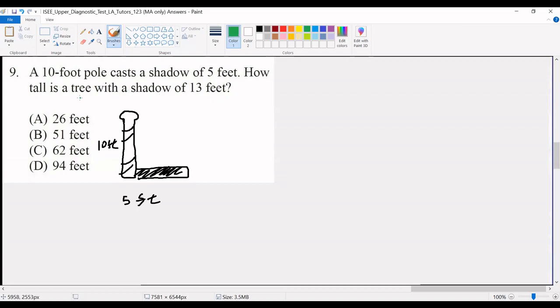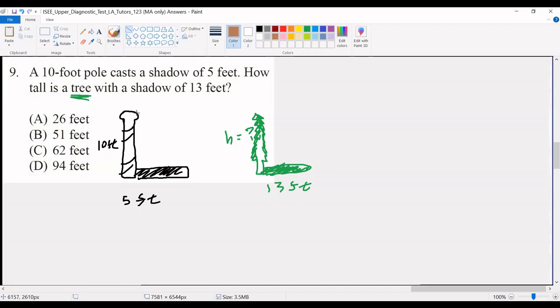In our next picture, we're now just sketching a tree. So we have some kind of tree. So here's our tree. It is an unknown height. So let's just call this H. And it casts a shadow here. So our tree has its own shadow. And it is 13 feet.